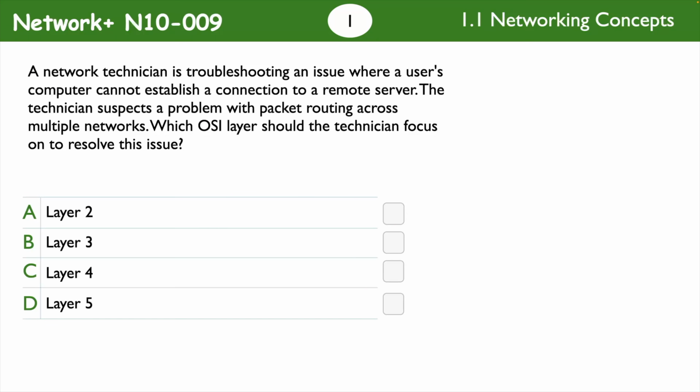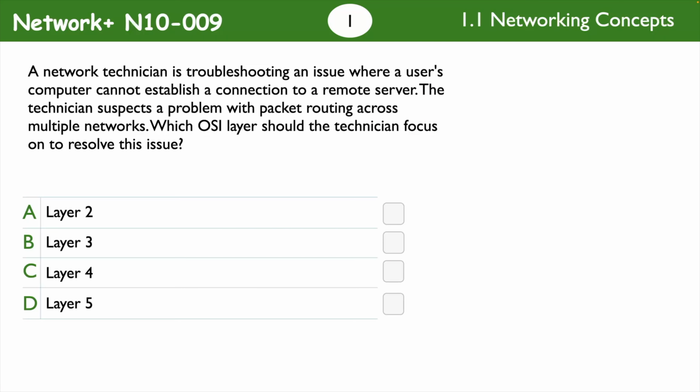All right, question 1. A network technician is troubleshooting an issue where a user's computer cannot establish a connection to a remote server. The technician suspects a problem with packet routing across multiple networks. Which OSI layer should the technician focus on to resolve this issue? A, layer 2, B, layer 3, C, layer 4, or D, layer 5. All right, go ahead and spend a few seconds, try and solve it on your own.